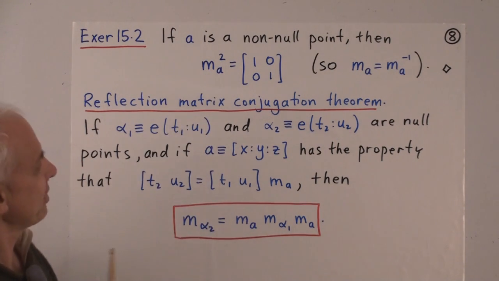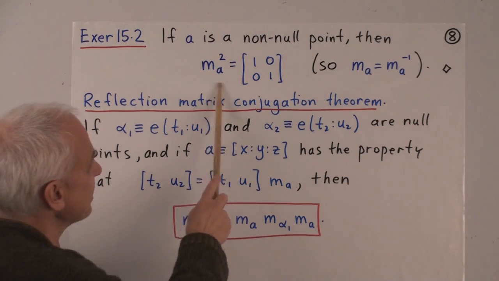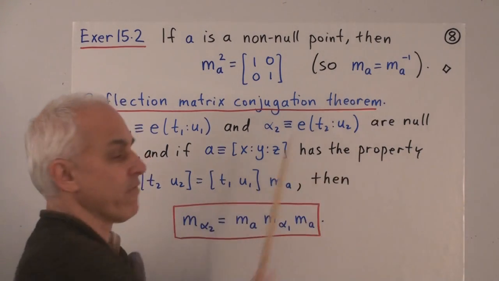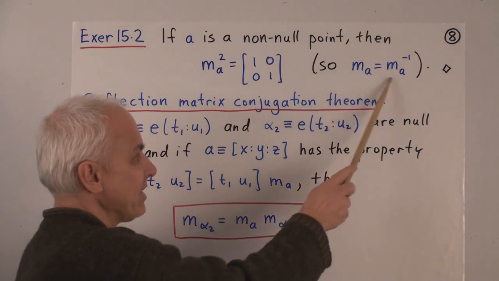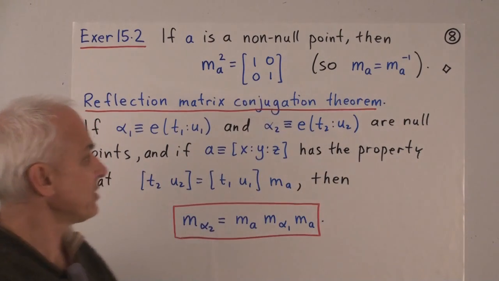So it's maybe a little bit surprising that that's the case. And it's telling us that the matrix M_A is its own inverse. You multiply it by itself, and you get the identity matrix.